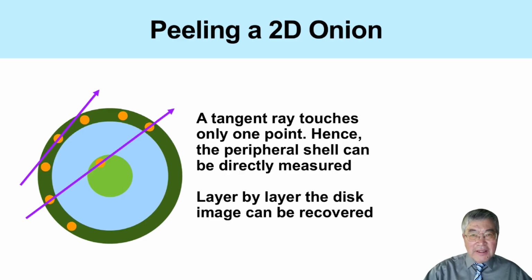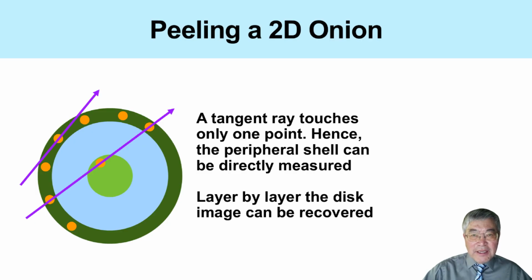Now we can ask a more general question. If we collect many ray sum equations, can we be confident that there is enough independent information to uniquely determine all the unknowns? Let us use the analogy of peeling a two-dimensional onion to explain this idea.